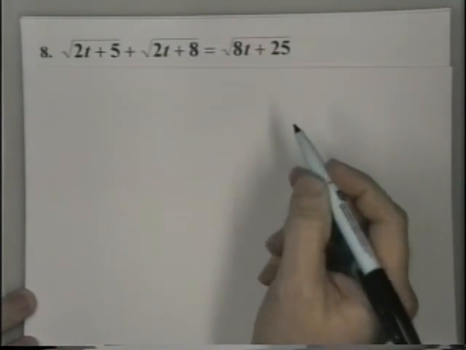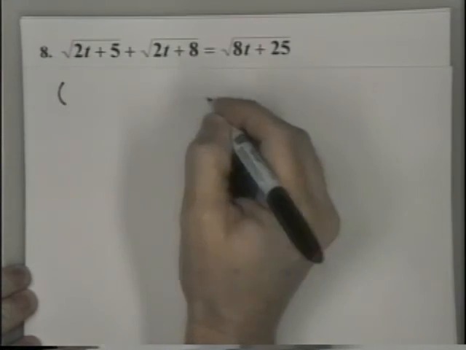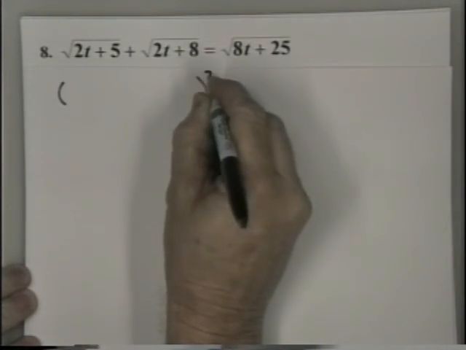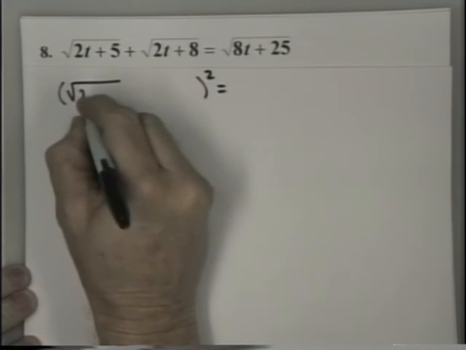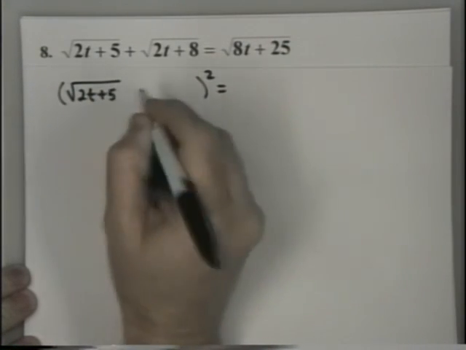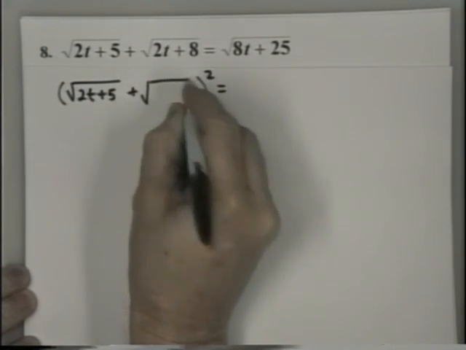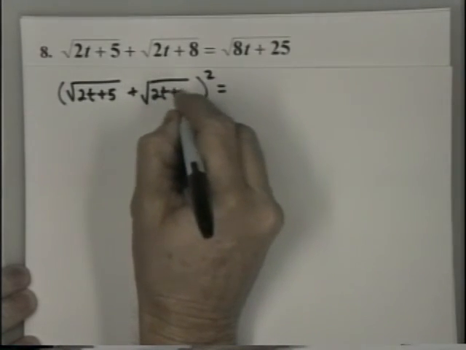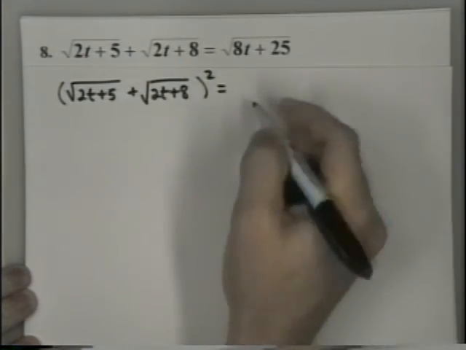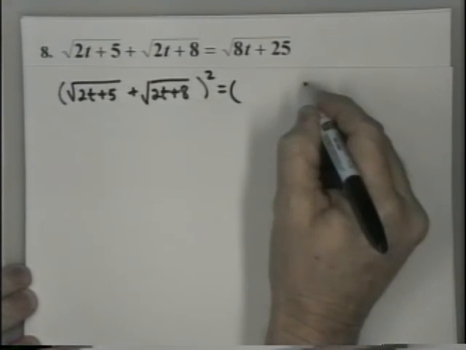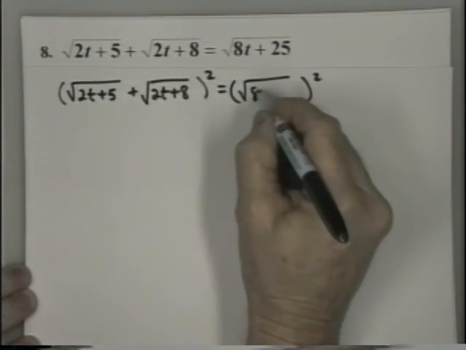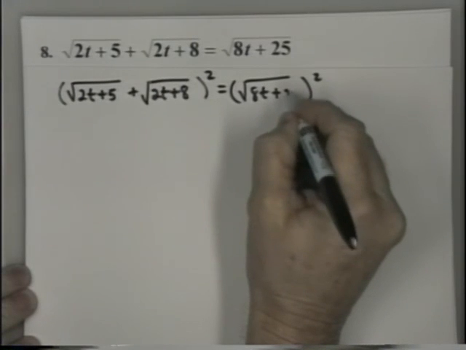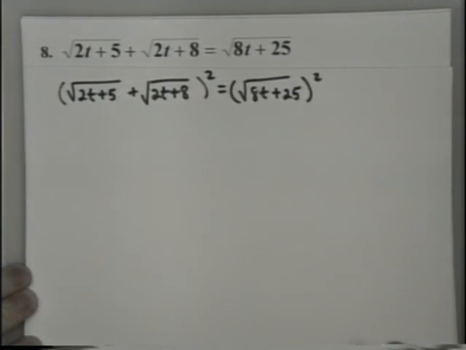square both sides. So inside, on the left side, in parentheses, I'm going to put both radicals, 2t plus 5 plus radical 2t plus 8 equals the square on the right side of the radical 8t plus 25.